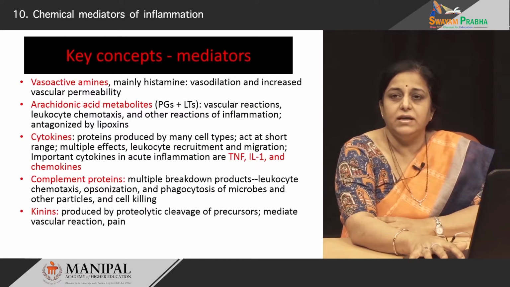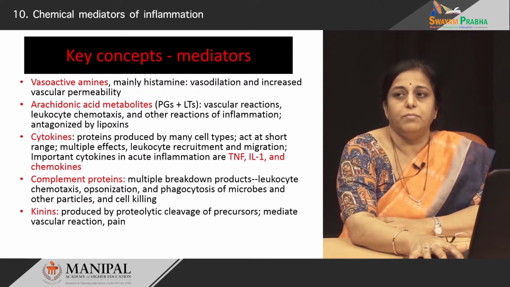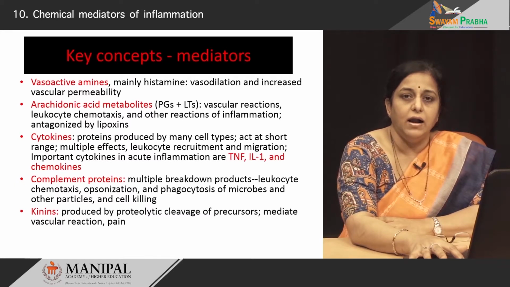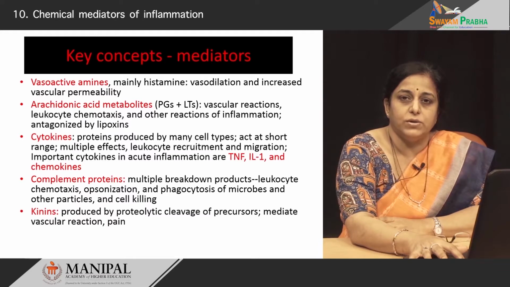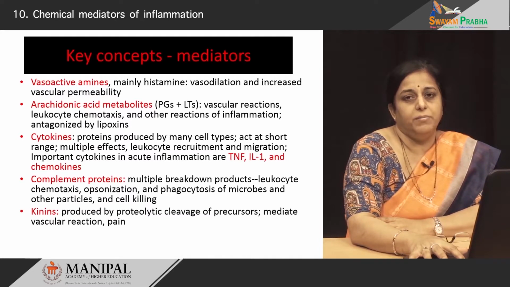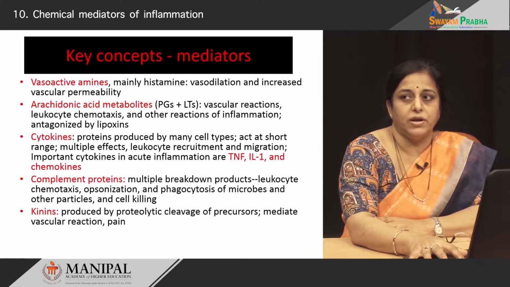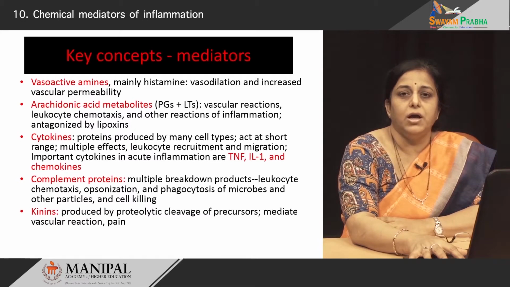So, to summarize the key concepts about chemical mediators, we learned that vasoactive amines, the important ones here are histamine and serotonin, result in vasodilatation and increased vascular permeability. The next set of chemical mediators are arachidonic acid metabolites. In this group, we have the prostaglandins and the leukotrienes. Both of them are responsible for various inflammatory responses, for example, vascular reactions that you see in inflammation, leukocyte chemotaxis, etc.